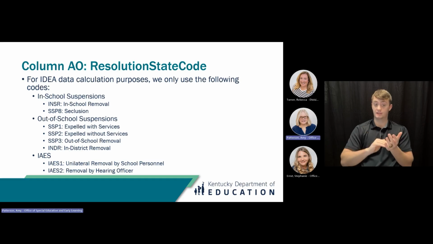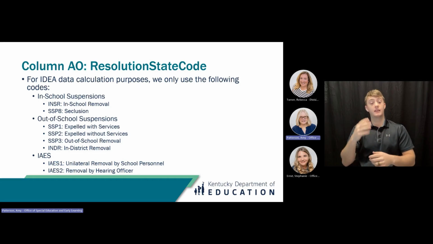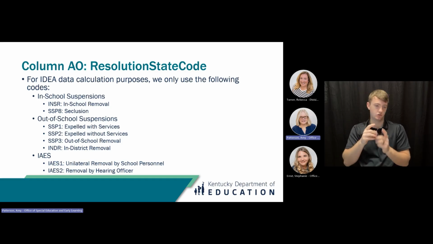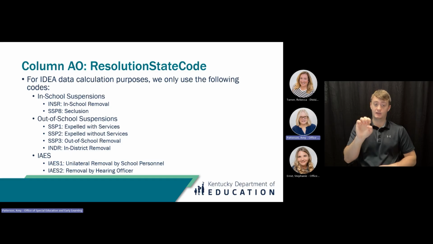So again, these are how we look at the codes. The in-school suspensions are in-school removal and seclusion. The out-of-school suspensions are expulsions, out-of-school removal, and in-district removal. And then IAES is unilateral removal by school personnel and removal by hearing officer.